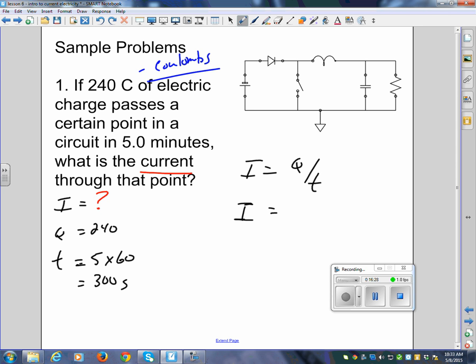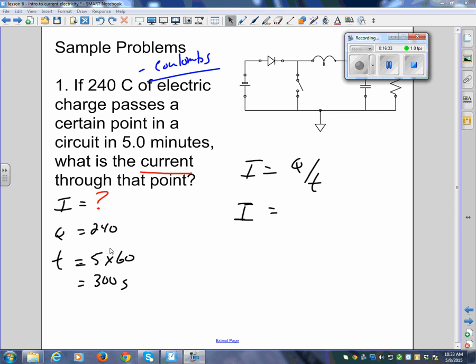Okay. I equals Q over T. What's my Q? 240. Notice how I lined up my equal signs. 240 over, now which T do I use? The 300, because it's got to be in seconds. 240 divided by 300, and then I equals, to do the dividing, 0.8.